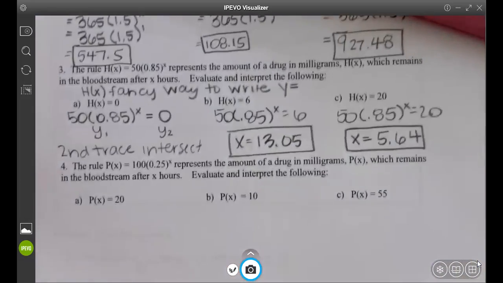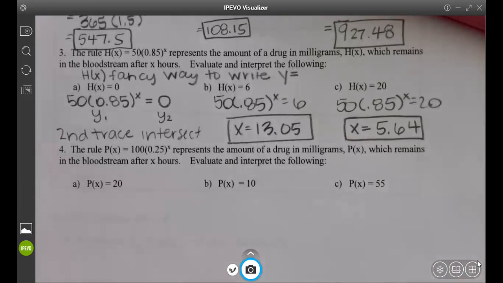So how would I set up the next one? The rule P of x equals 100 times 0.25 to the x represents the amount of drug in milligrams which remains in the bloodstream after x hours. It's the same thing, it's just a different medicine, okay? Evaluate and interpret the following. So how would I set up A?